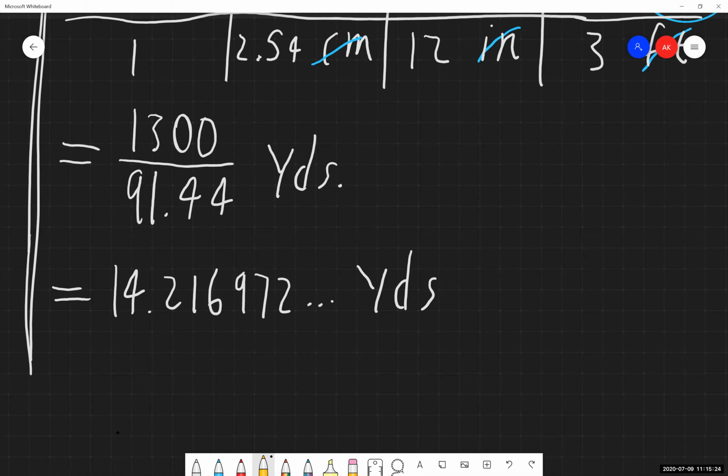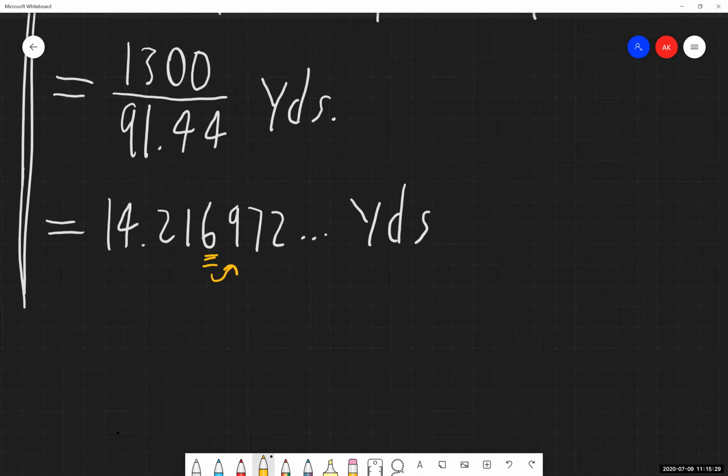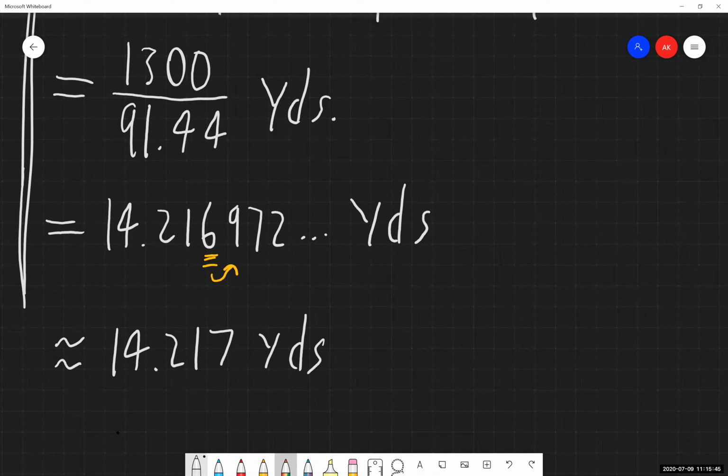Again, we're told to round to the nearest thousandth. So I'm looking at the number directly to its right. It is 5 or more. So my final answer is going to be 14.217, or our approximate answer, I should say, because we're rounding. There we have our answer.